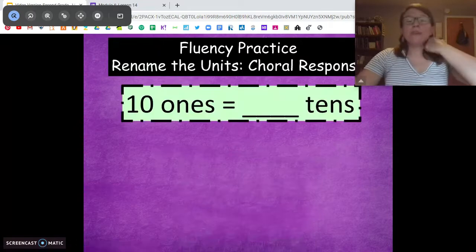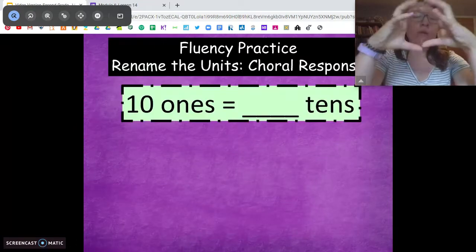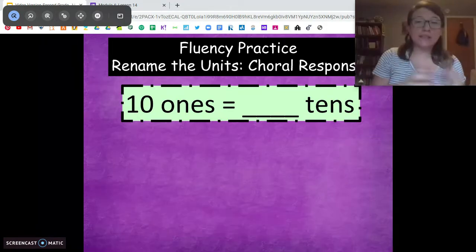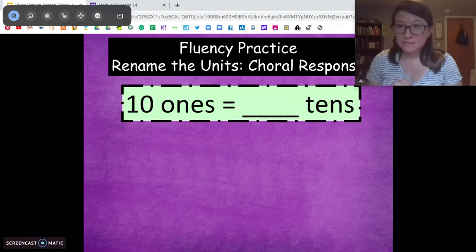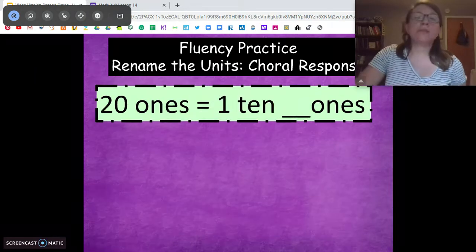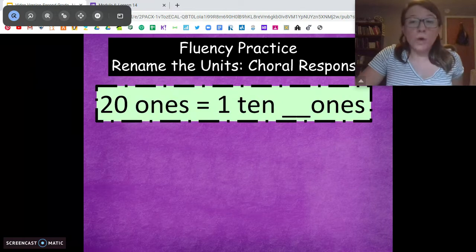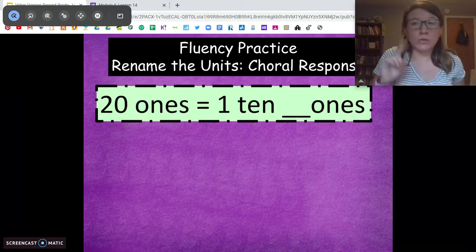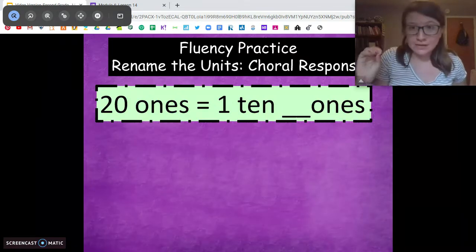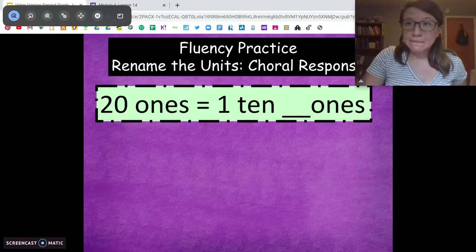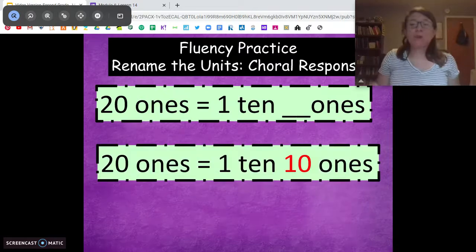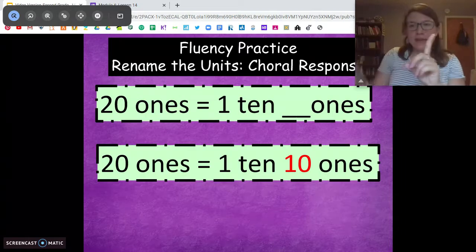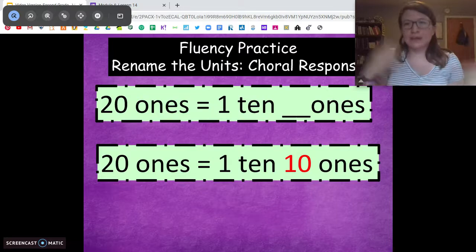Okay. For this one, I'm going to give you a number of ones, and I want you to tell me how many tens there are. So this one is 10 ones equals how many tens? 1. Very good. 20 ones equals 1 ten and how many ones? Think about what this is saying. It's going to be 10 ones, right? We could move those 10 ones into a ten, but it's asking us to say how many ones. So 1 ten plus 10 ones, 10 plus 10 is 20.